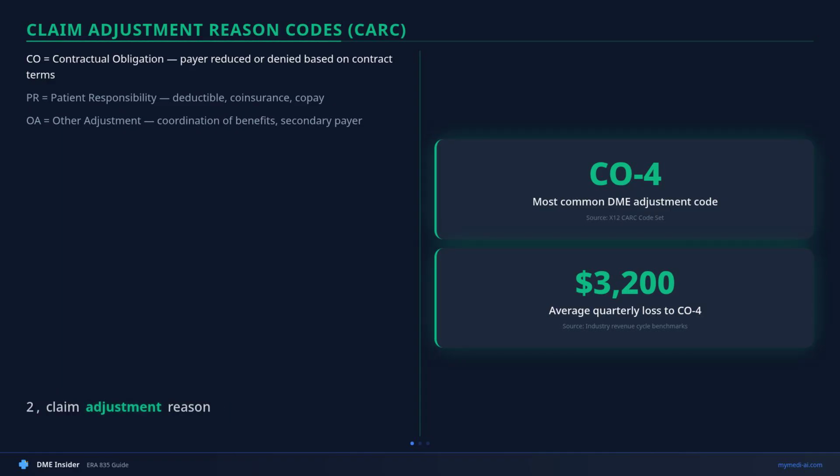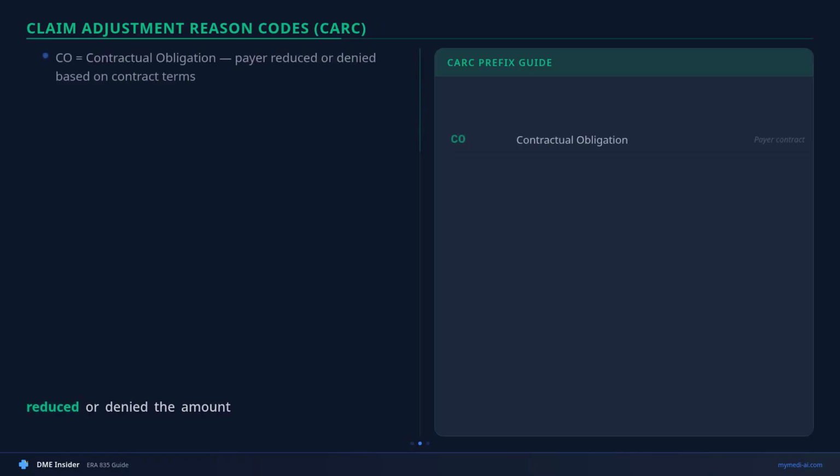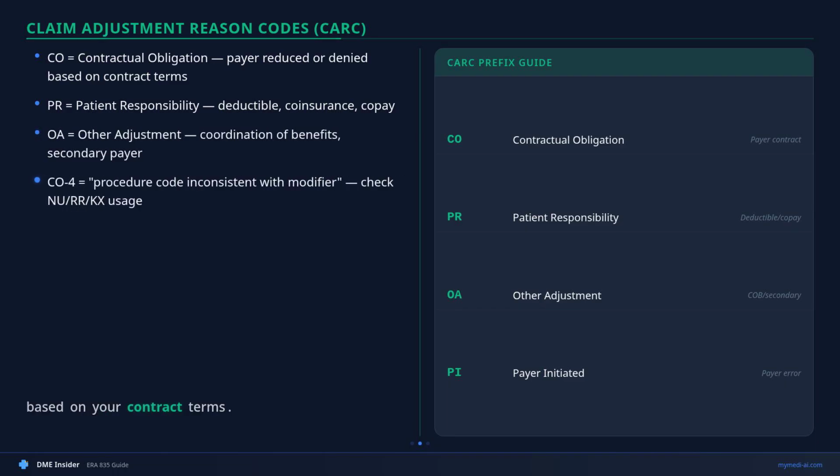Section 2. Claim Adjustment Reason Codes, CARCs. Every adjustment on your ERA has a Claim Adjustment Reason Code, or CARC. These are standardized codes maintained by the X12 organization that tell you why the payer changed the payment amount. CARCs are grouped by prefix. CO means contractual obligation. The payer reduced or denied the amount based on your contract terms. PR means patient responsibility. This is the patient's deductible, coinsurance, or copay portion. OA means other adjustment, typically coordination of benefits with a secondary payer.